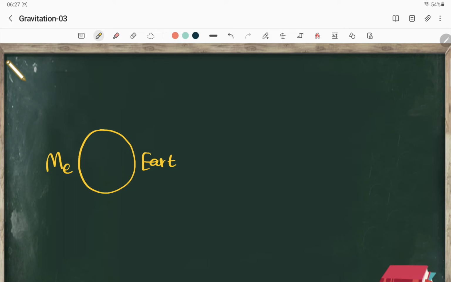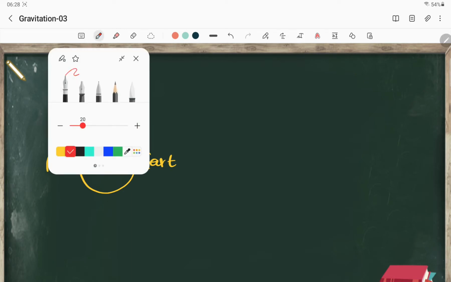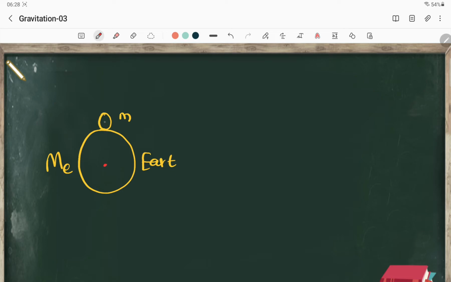Me means mass of earth, and on this I have placed one object here, and let this mass be m. Now what is the distance between their centers? Just observe this center and this center. Earth is very big. So from this point to this point, it is the radius of the earth. This is the radius of the earth, and this is the radius of the body. Compared to the radius of the earth, this radius will be very small.